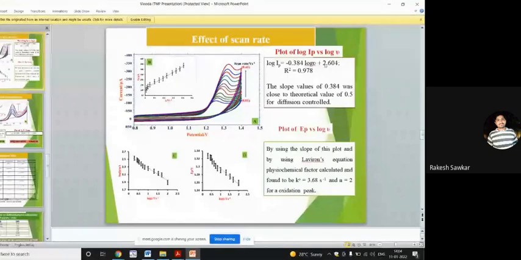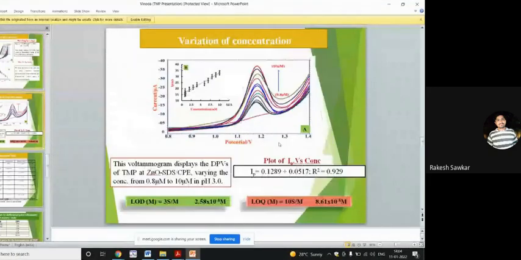And also plot the graph of log IP versus log mu, which gives a slope value of 0.384, nearly equal to 0.5. That shows the process was diffusion controlled. And also plot the graph of EP versus log mu, and using the Laviron equation, calculate the heterogeneous rate constant as well as the number of electrons transferred in the electrochemical process.